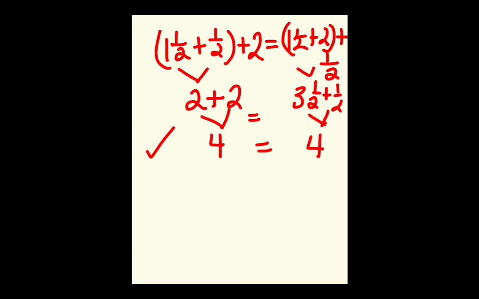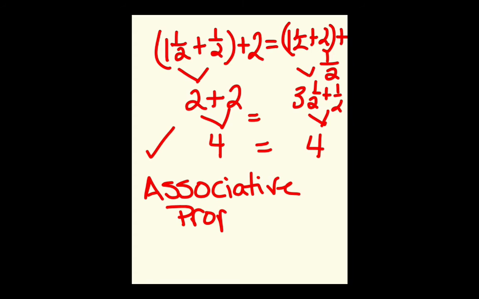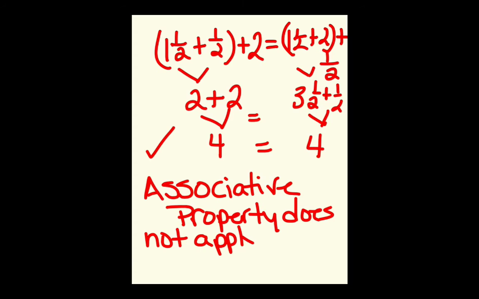Okay, associative property will not work for subtraction. It's just like the commutative property. It does not work. Let's write that down. Associative property does not apply to subtraction. Okay. Go ahead and add another page and we'll just talk about the identity property.